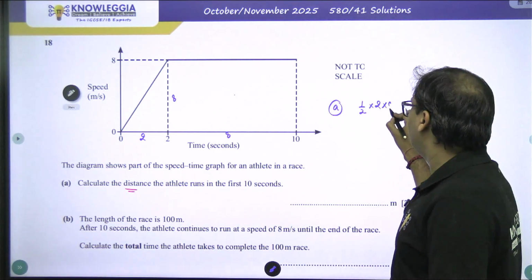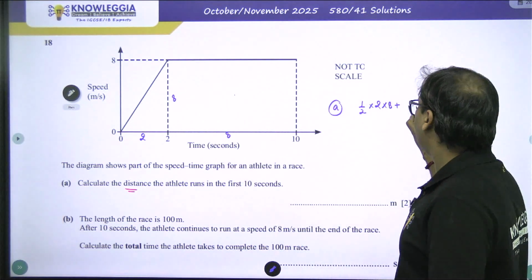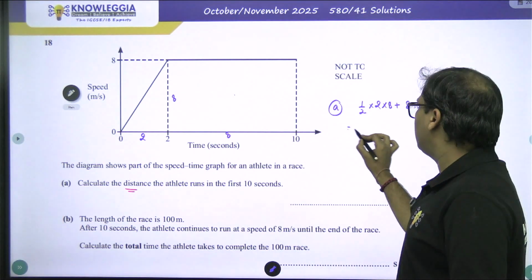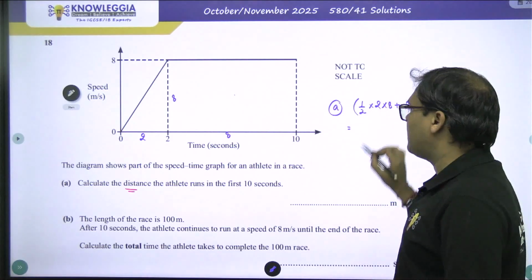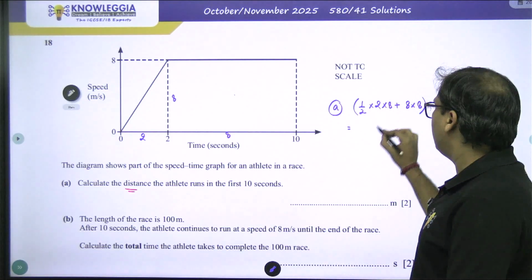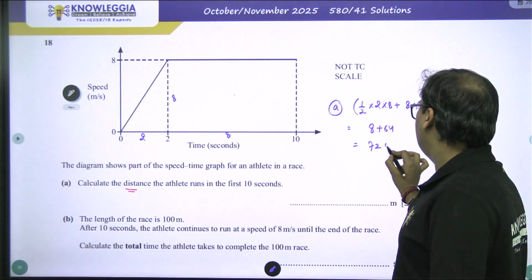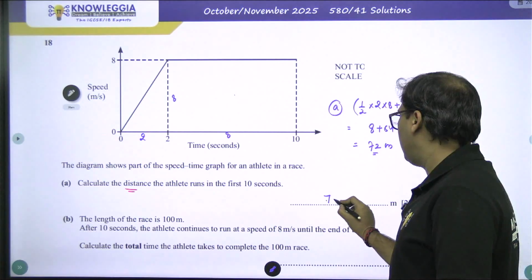Half base into height: 2 into 8. And what is the area of this rectangle? This is 8 into 8. So what is the total distance traveled? This is the total distance traveled, which is in meters. So you can see 8 plus 64, which is 72 meters. It is the answer, 72.